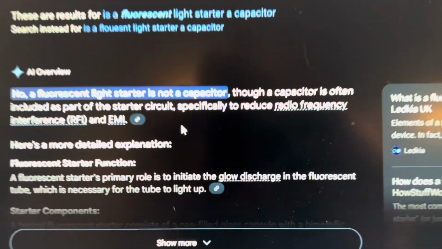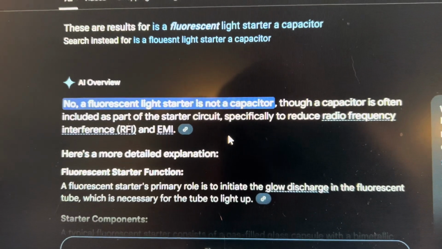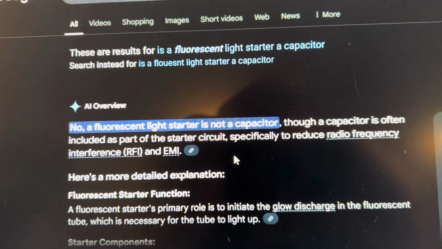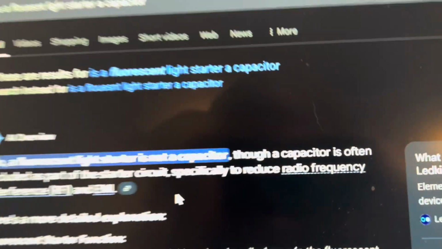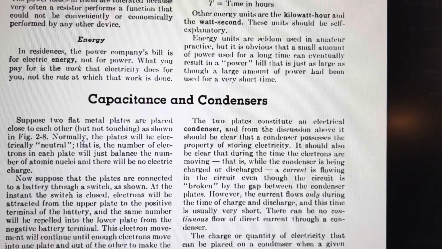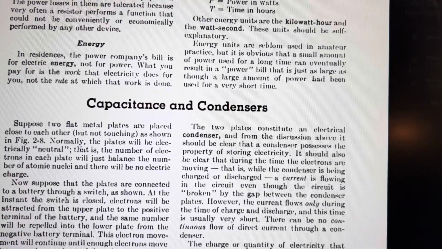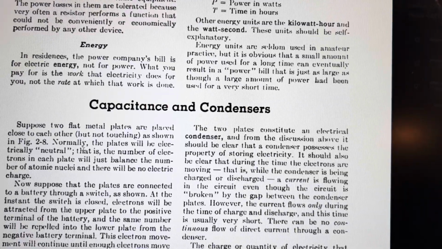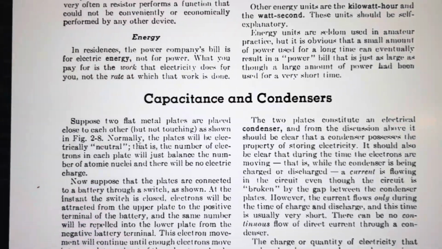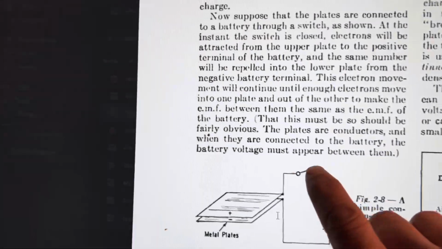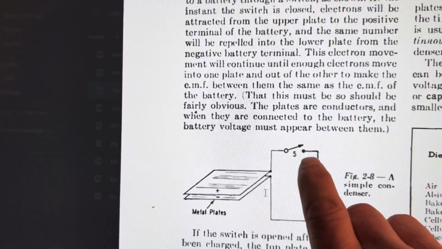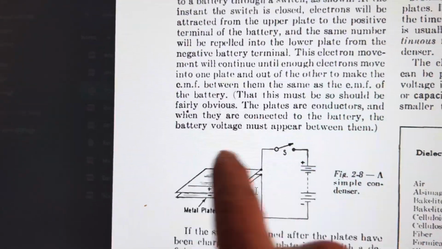No, it's not. But a capacitor is often included as a part of the starter circuit, specifically to reduce radio frequency interference. Current is flowing in the circuit even though the circuit is broken by the gap between the condenser plates. However, the current flows only during the time of charge and discharge. So basically, I think what they mean is click, charge, unclick, short circuit, discharge. Okay, folks, tune in next time for more information on capacitors.